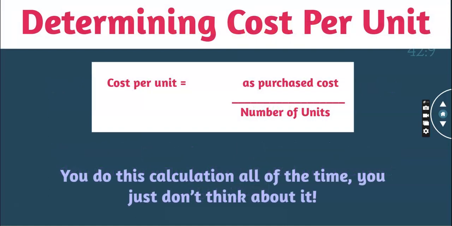All right, so the first formula you need to be familiar with is determining the cost per unit. So a unit is defined as an individual item. So like if you have a dozen eggs, you have 12 units, all right? And then whatever you pay for that dozen eggs is your purchase cost. So you do this calculation a lot in your head. You just don't necessarily think about it. It should be pretty simple math.